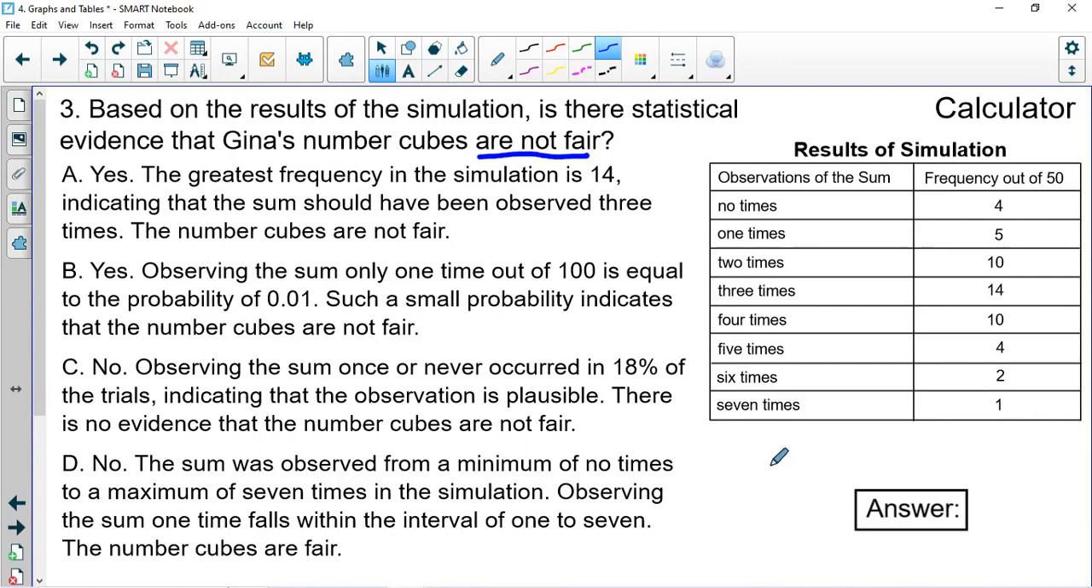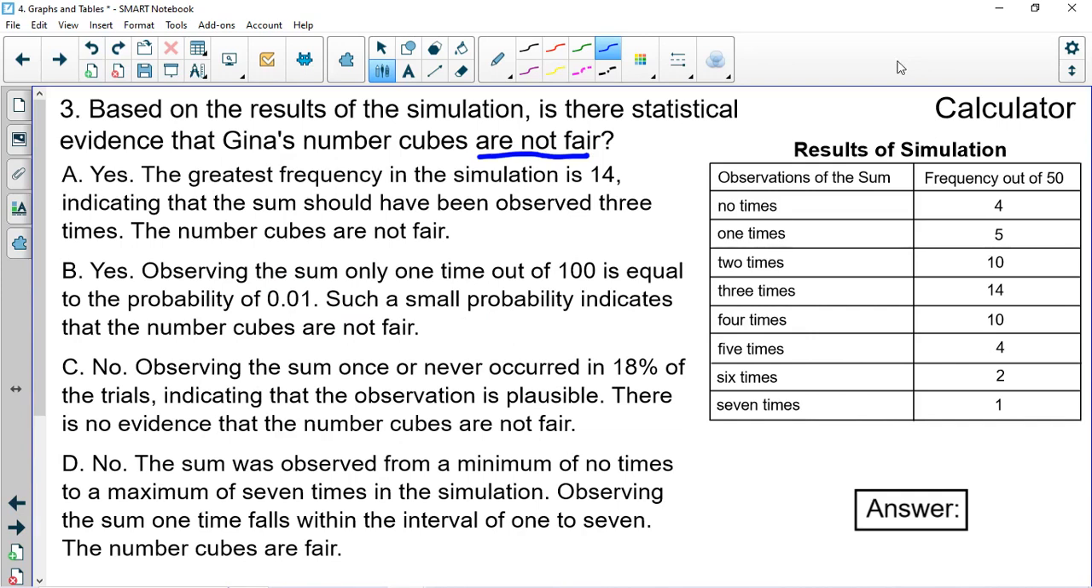The second reason I'm skeptical of choice B is because this sentence right here really doesn't make sense. It's talking about how only 1 time out of 100 is equal to 0.01, so that's 1%. Such a small probability indicates the number cubes are not fair. That's not true at all. Just because something has a very low probability of happening doesn't mean that there's something unfair going on. Plenty of things are unlikely to happen, but that doesn't mean we're being cheated somehow. So I don't think B is the correct answer.